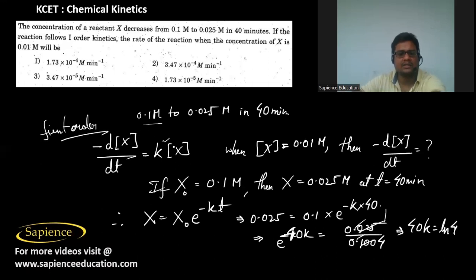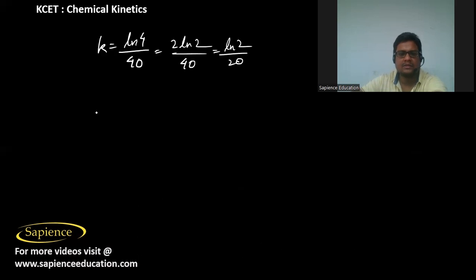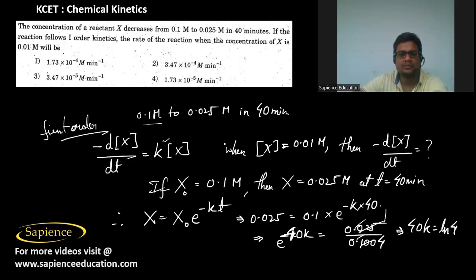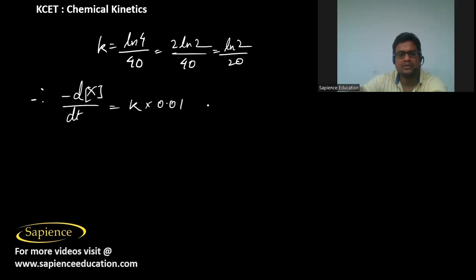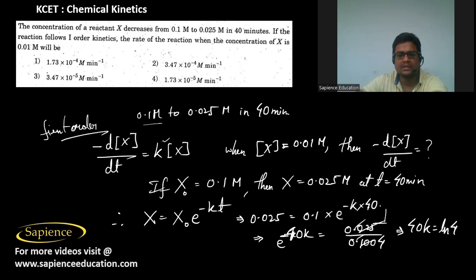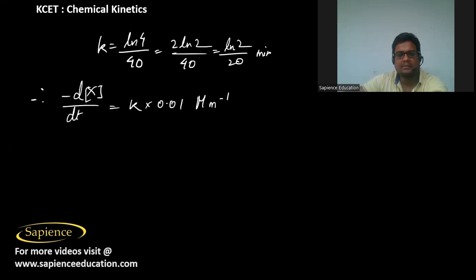So the rate constant K equals ln 2 by 20. Therefore, we need to find out minus dx by dt, the rate when the concentration of x is 0.01 molar. So that will be K into 0.01 mole per minute, since here the unit of rate constant K will be per minute. So this will be ln 2 by 20 into 0.01 molar per minute.